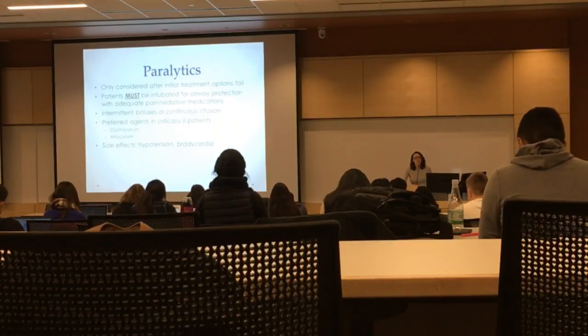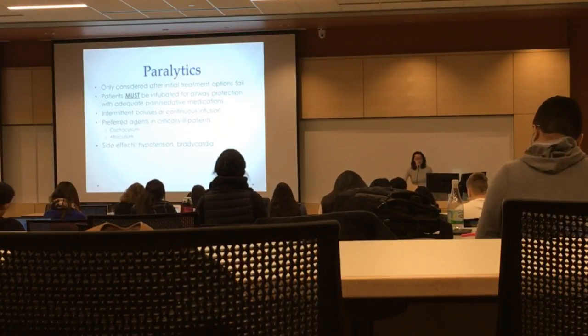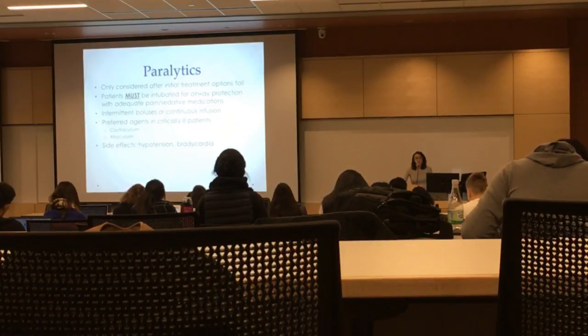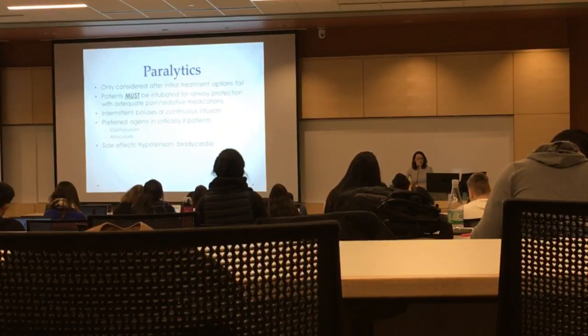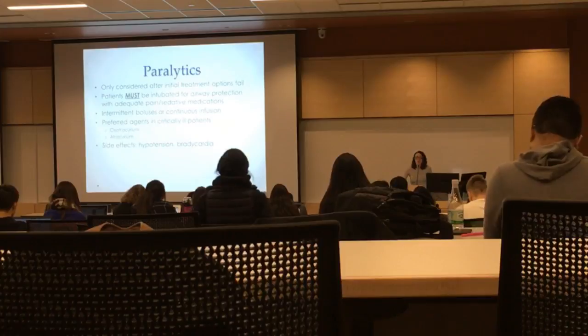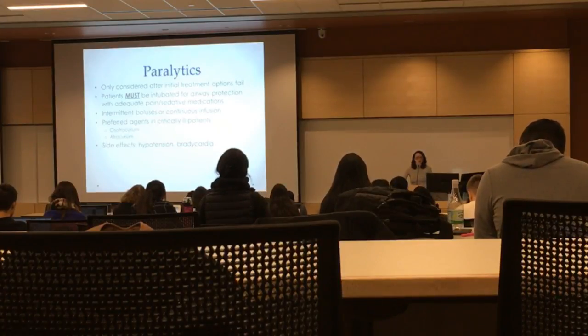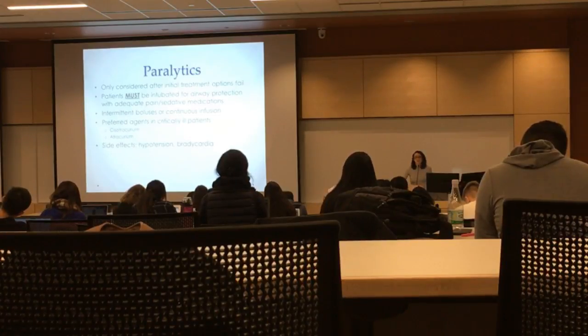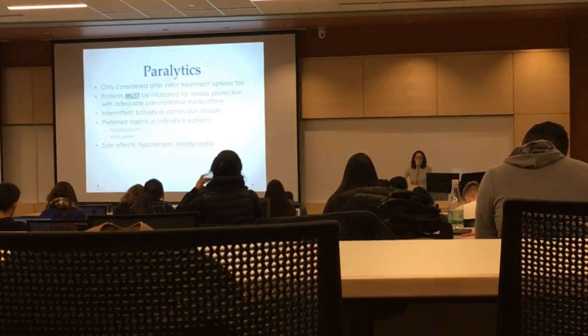Paralytics are really only considered if other treatment options fail. In this situation, the patient absolutely must be intubated for airway protection. We also want to make sure that we're giving them adequate pain as well as sedative medications while they are intubated and we give them the paralytics. We can use boluses or intermittent boluses or continuous infusion. We have a few options that are preferred in our critically ill, but we also want to consider risk of things like hypotension and bradycardia. So this is only after our other agents fail to work.